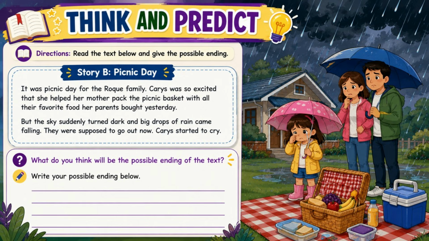Story B. Picnic Day. It was picnic day for the Roque family. Caris was so excited that she helped her mother pack the picnic basket with all their favorite food her parents bought yesterday. But the sky suddenly turned dark and big drops of rain came falling. They were supposed to go out now. Caris started to cry. What do you think will be the possible ending of the text?